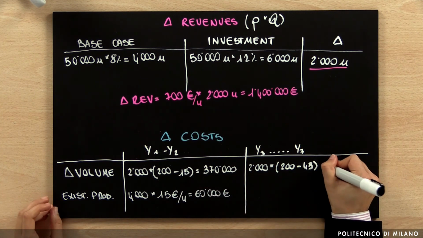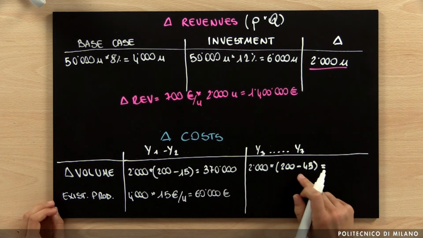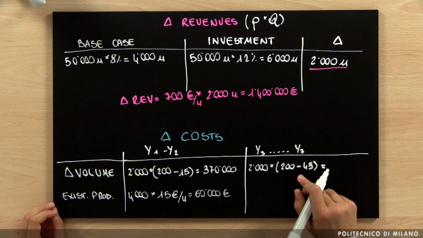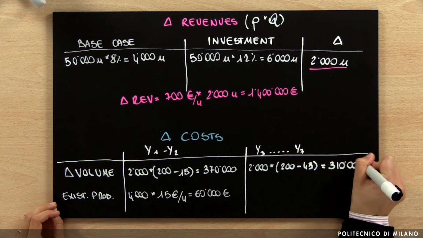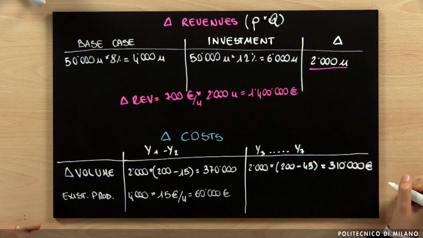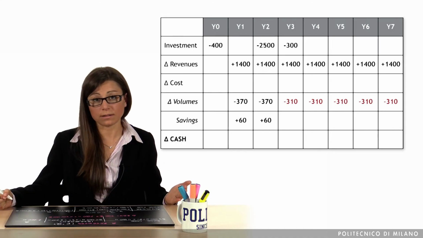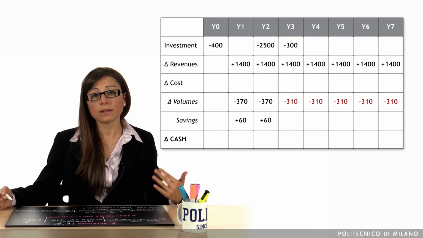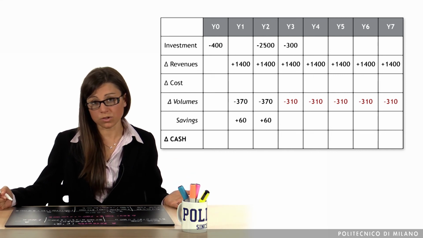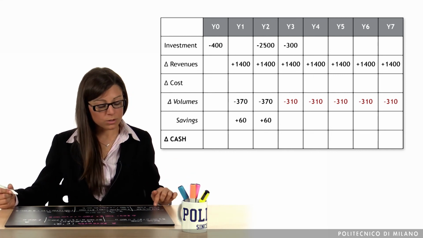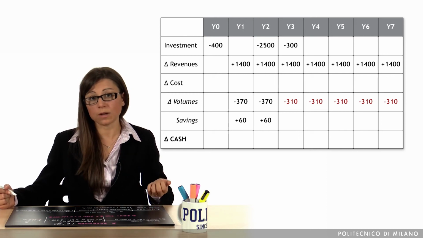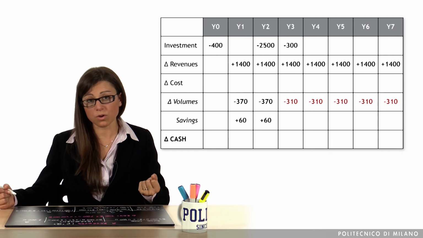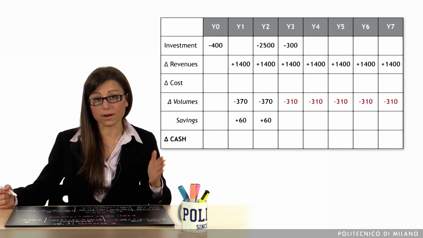So if we multiply the additional quantity by the lower production cost, we obtain 310,000 euros. That represents again the additional cost that the company needs to have in the moment in which it wants to produce this additional quantity. At the same time, we need also to consider the savings with respect to the existing production. Again, we have the savings because the unitary production cost decreases with respect to our reference case.